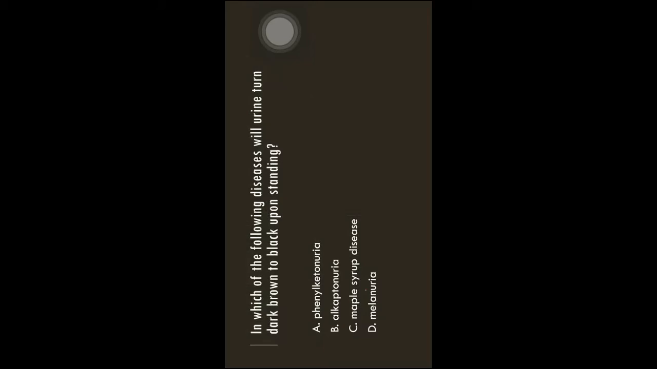In which of the following diseases will urine turn dark brown to black upon standing? So again, upon standing, we know that the dark brown or black color is dependent on what? On alkalinity, on the pH of the specimen. So again, urine that turns brown or black in the presence of an alkaline specimen, that's alkaptonuria. Melanuria, on the other hand, is brown to black upon exposure to air.